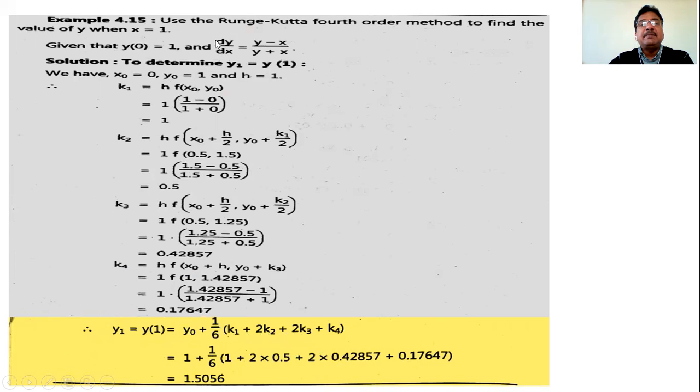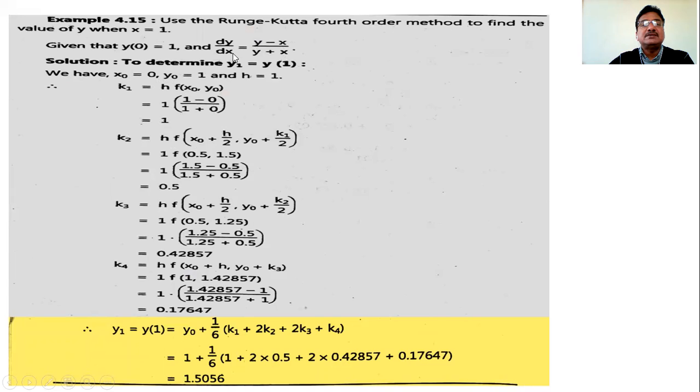So, what is dy by dx? dy by dx means f of x, y is y minus x divided by y plus x. So, f of x naught, y naught is what? It is y naught minus x naught divided by y naught plus x naught. That is, y naught is 1 and x naught is 0, so 1 minus 0 over 1 plus 0, that is 1.